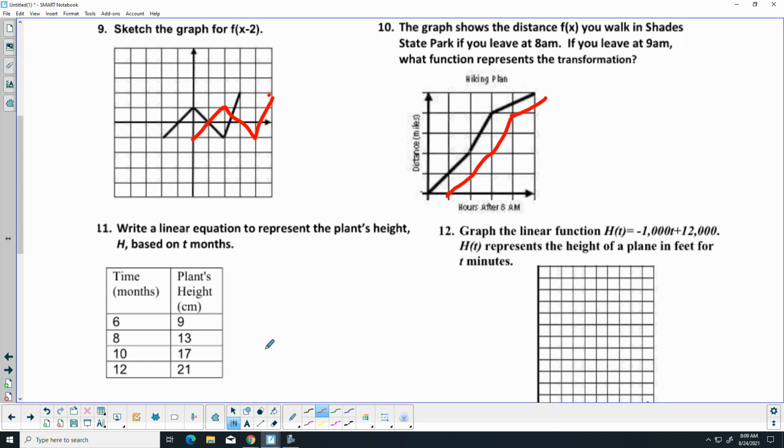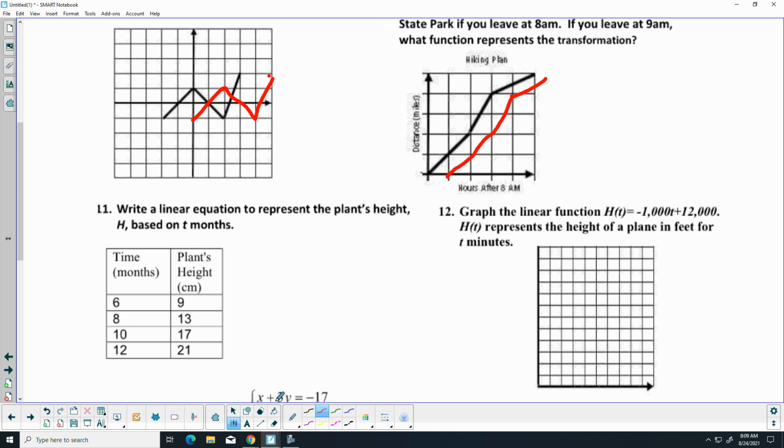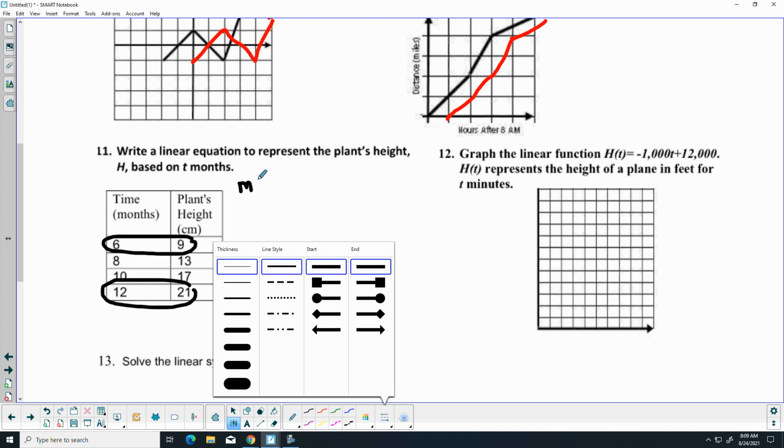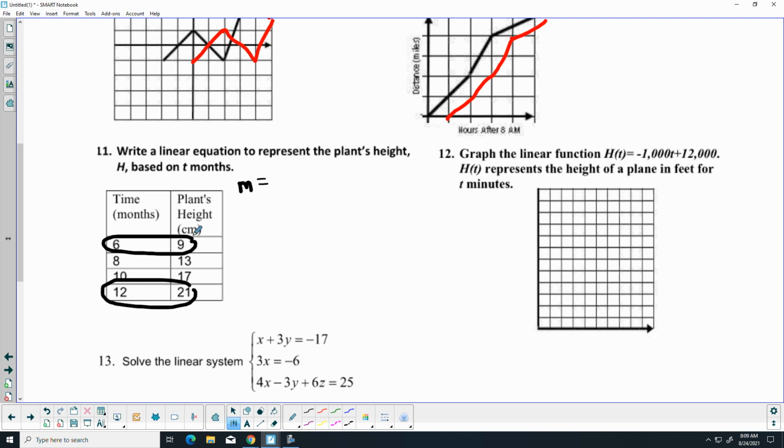All right, here we need to write an equation. So pick 2 points. I'm going to use 6, 9 and 12, 21. So my slope is the difference of my y's. So 21 minus 9 is 12, 12 minus 6 is 6. So my slope is 2.